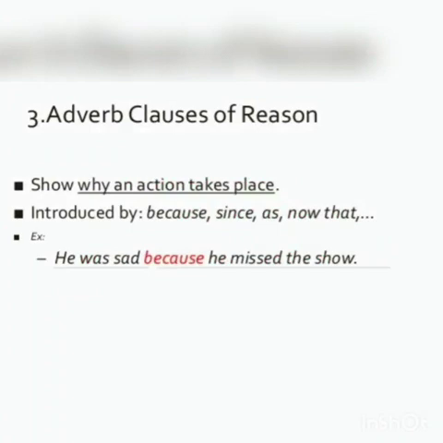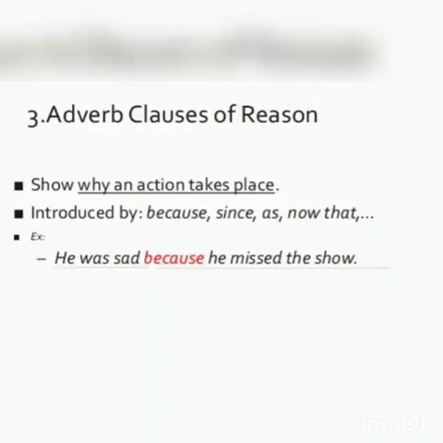Now, let's move to adverb clause of reason. Adverb clause of reason gives information about why an action occurs. It answers the question why. It is usually introduced by subordinating conjunctions like since, as, because, for, etc. Let us see an example. He was sad because he missed the show.